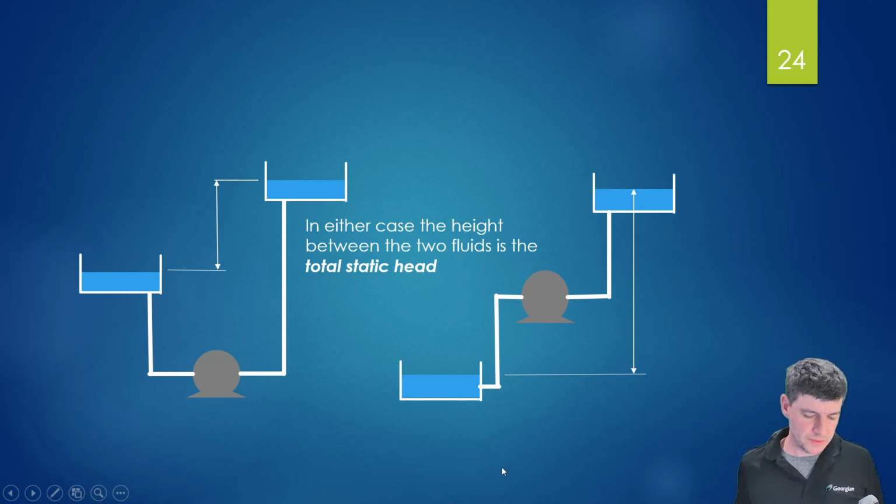So it doesn't really matter if we're looking at it visually, because either way, the total static head is going to be the difference between the inlet and the outlet heights of the system. So the heights of those tanks, or the height where we have fluid leaving the pipe on the outlet.